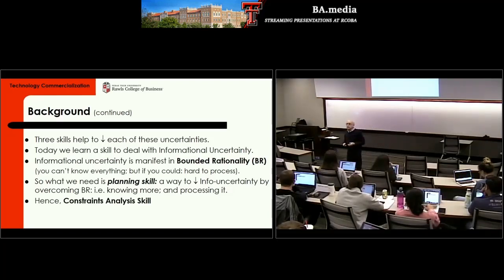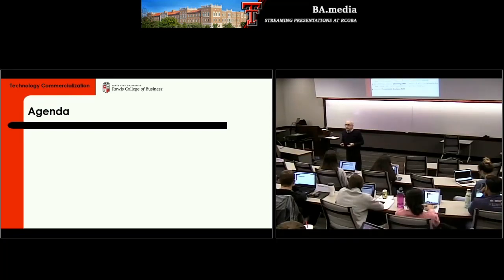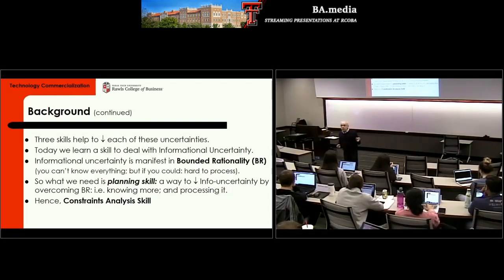So what we need are planning skills, which decrease informational uncertainty by overcoming bounded rationality, knowing more and processing it. So the constraints analysis skill, the thing you read about, an old quiz. By the way, everybody's doing better, better, better. Like half the class, perfect score, right? So keep it up.